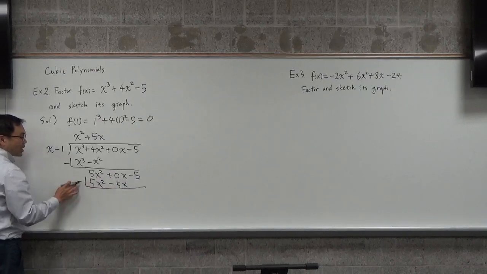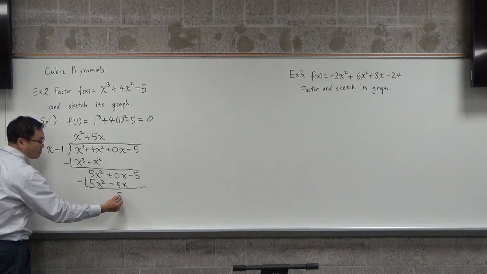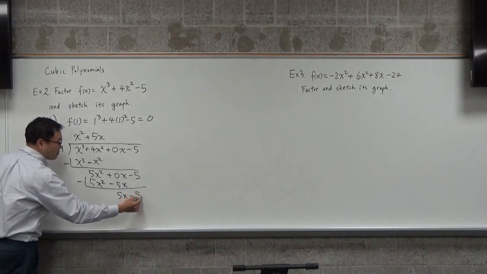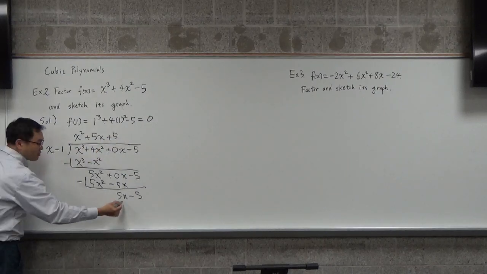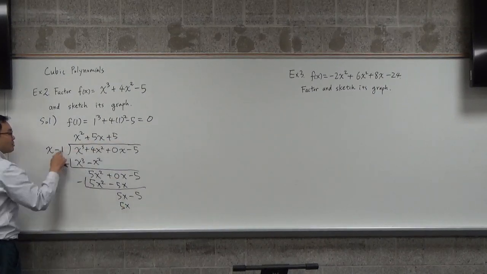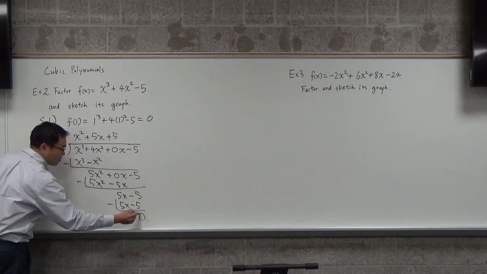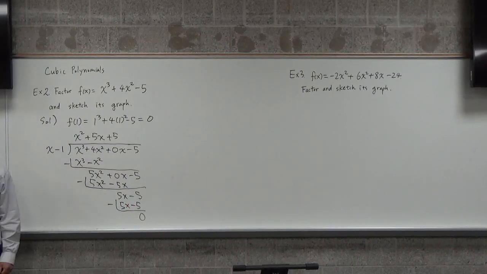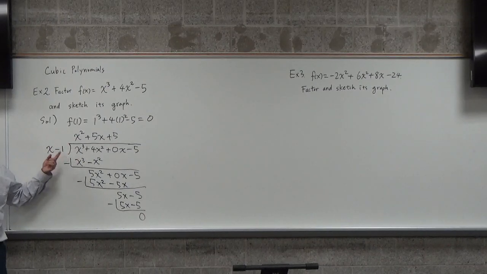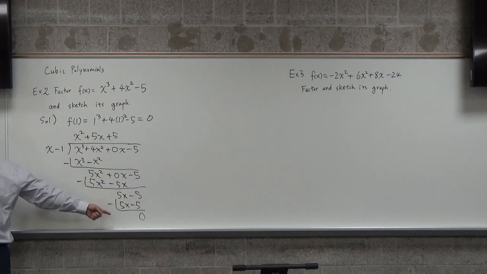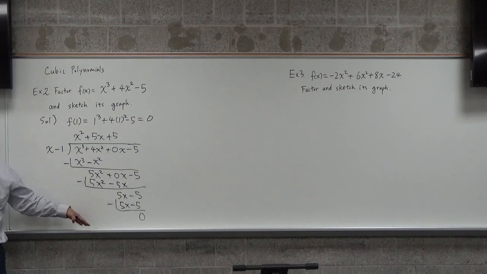And then 0 minus -5 is 0 plus 5. So you end up with 5x minus 5. And finally, you put plus 5 because 5 times x gives you 5x. But then 5 times -1 gives you -5. Subtract. What do you get? You get 0. Now, because the factor theorem says that this is a factor, if you did the division correctly, your remainder should be 0. If that's not 0, that means you made some mistake somewhere.